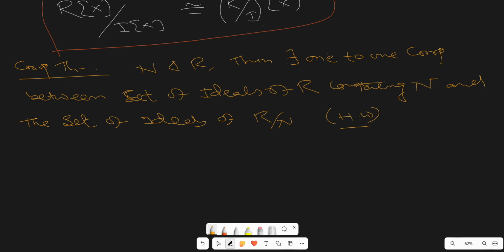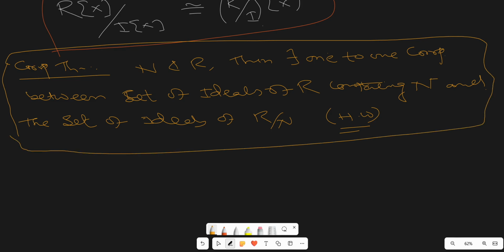This I am giving you as homework. You just prove it. This is called the correspondence theorem. You also have this in the group theory course, where N is a normal subgroup. So there is a one-to-one correspondence between the ideals of R containing N and the set of ideals of R/N.